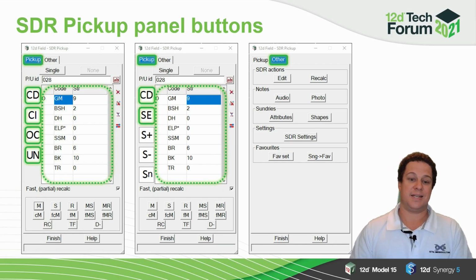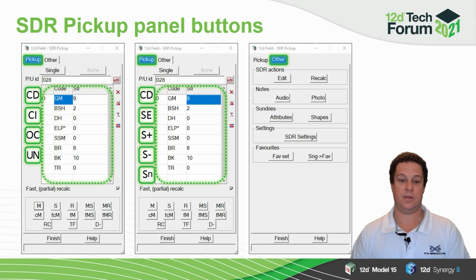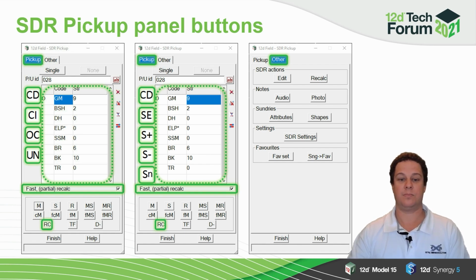These buttons are SE, which will allow you to create a new string number for that code, S+, which will increment the string number for that code, S-, which will decrement the string number for that code, and SN, which will take you to the next string number for that code, and if that doesn't exist, it will go to the next code in the list. The fast partial recalc tick box, if ticked, will enable the recalc button on the Pickup tab.